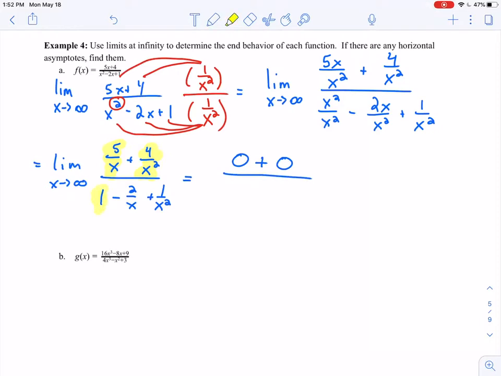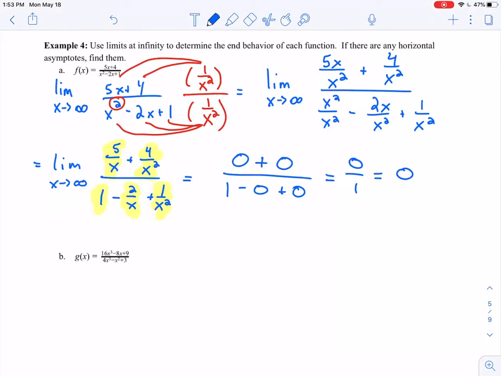Now I've got 1. Well, 1 is just a constant. It doesn't depend on x, so the limit's not going to affect it at all. It's always just going to be 1. Minus, okay, 2 over x. Again, I have a constant divided by a power of x, so minus 0. And then finally, plus 1 over x squared, that's going to approach 0. So I have 0 over 1. I know exactly what that is. This approaches 0. So my limit as x approaches positive infinity here is just 0.